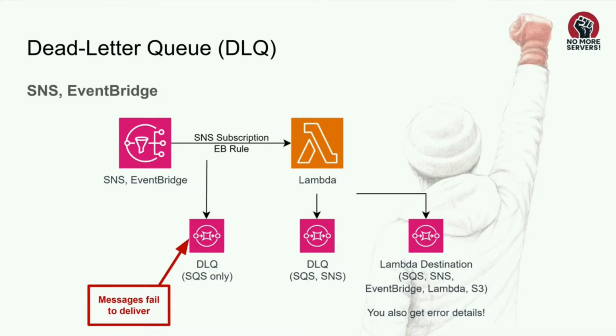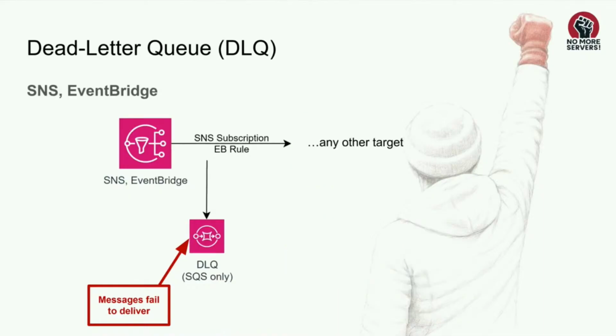And the second dead letter queue gets messages if the Lambda fails. So in this setup, the second one is more important. But if the target is something else, like an API destination, the first dead letter queue is really important.